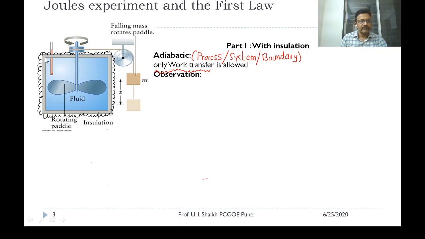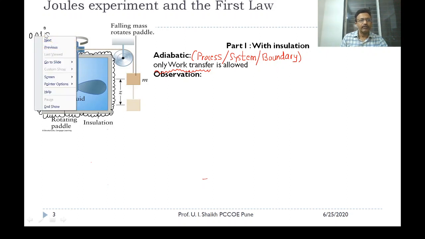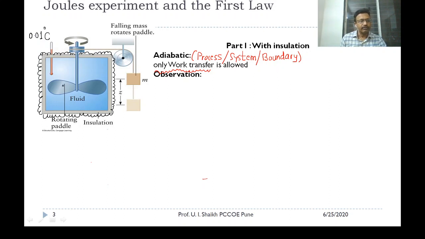Joule took a copper vessel in which he inserted a paddle wheel through a hole, and this paddle wheel was connected to a couple of pulleys with the help of a rope, and the end of the rope was connected to a heavy object of mass m. In the first part, he wrapped this vessel with some sort of insulation as shown in the figure, and he inserted a thermometer which was invented by him, and the thermometer has the least count of 0.01 degree centigrade. Very accurate thermometer he developed for measurement of the temperature.